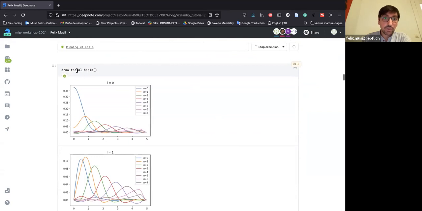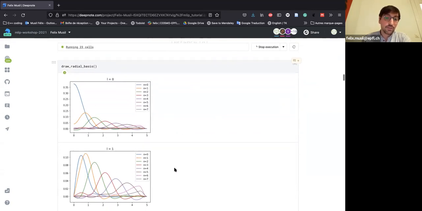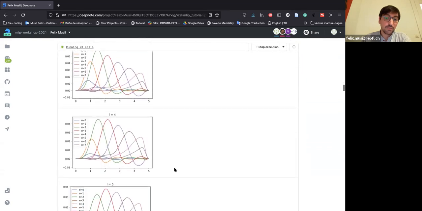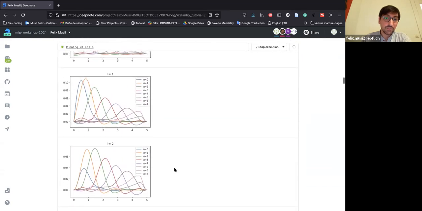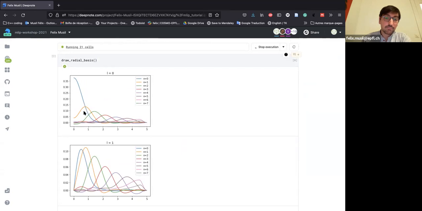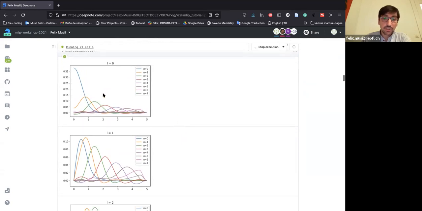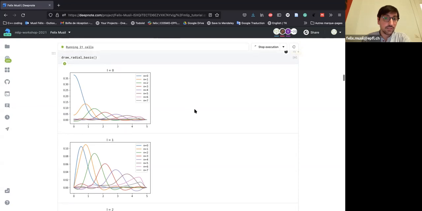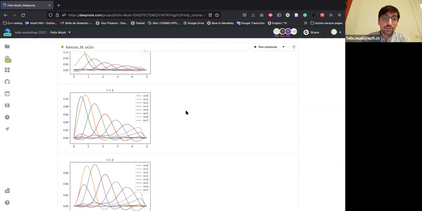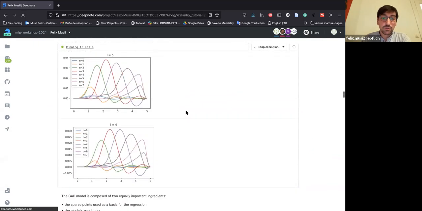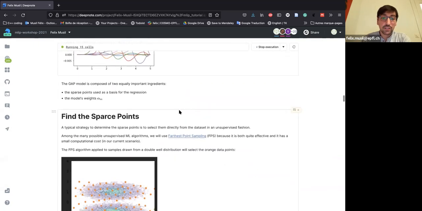And then the number of radial basis functions. So here are the actual basis functions that are going to be used to build the SOAP representation. And you can see that for 5 angstrom, it's probably enough to have 7 of them to already have a good spatial resolution in the radial direction.